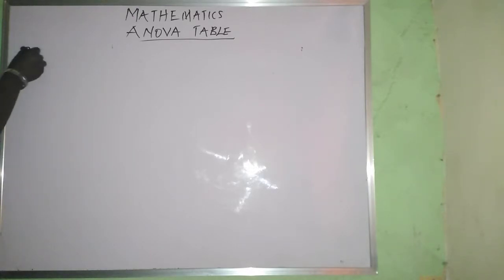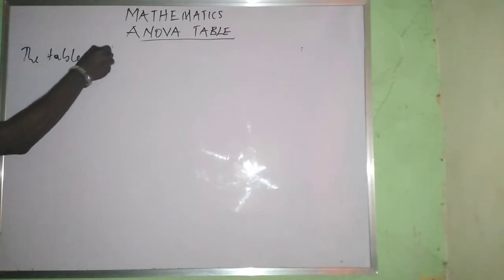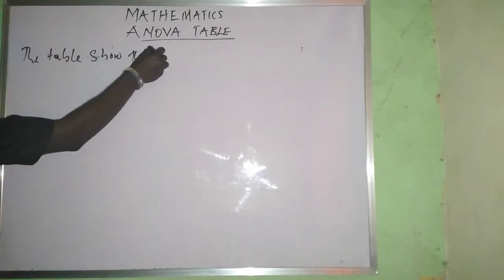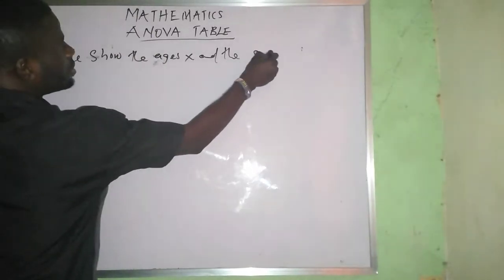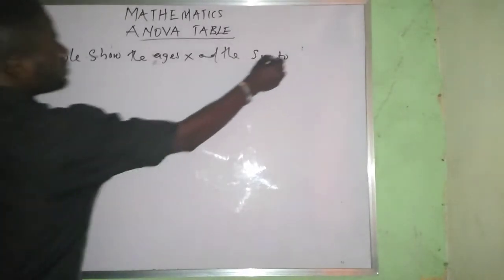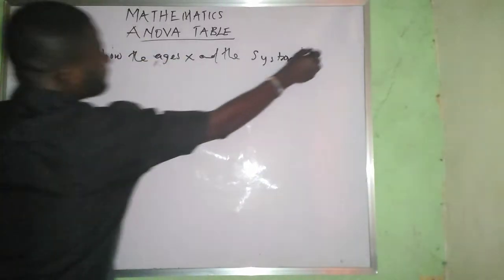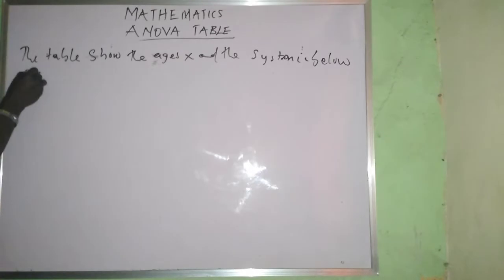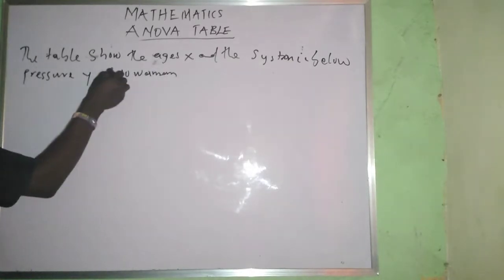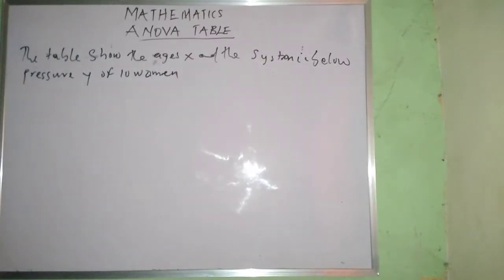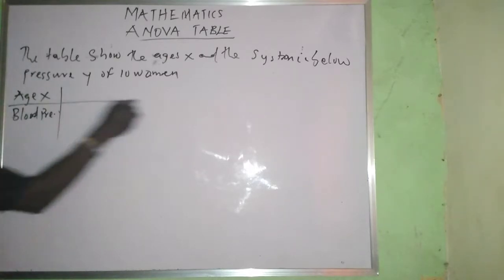I'm asked to show the table of the ages X and the blood pressure Y, measured by a systematic procedure, of 10 women. Now I'm showing the blood pressure of the 10 women. This is a table.